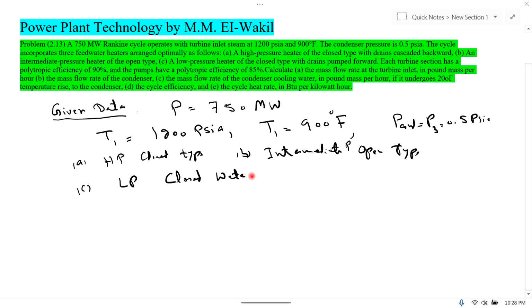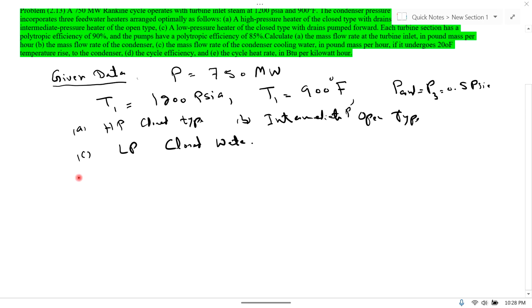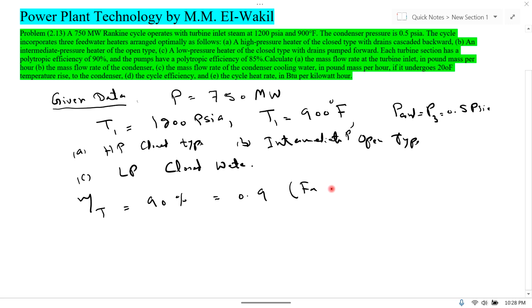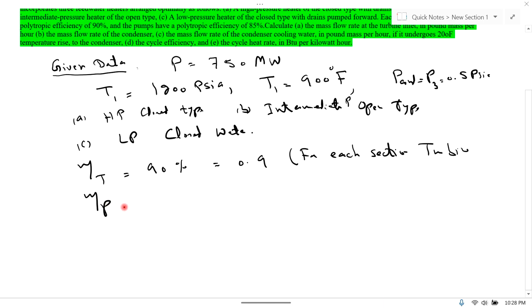Each turbine section has a polytropic efficiency of 90%. Polytropic efficiency of turbine is equal to 90%, which is equal to 0.9 per each section of turbine. And the pump has a polytropic efficiency of 85%. Polytropic efficiency of pump is equal to 85%, which is equal to 0.85.